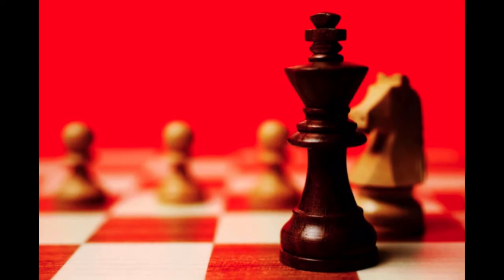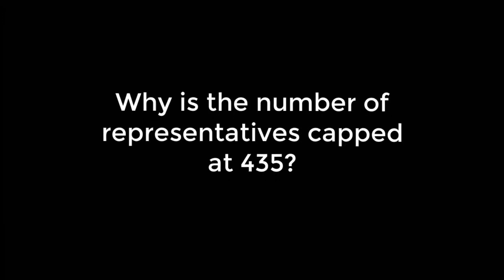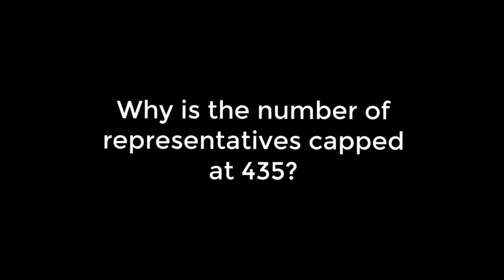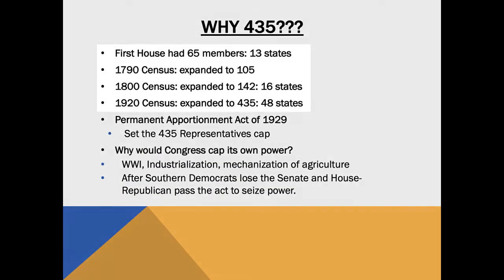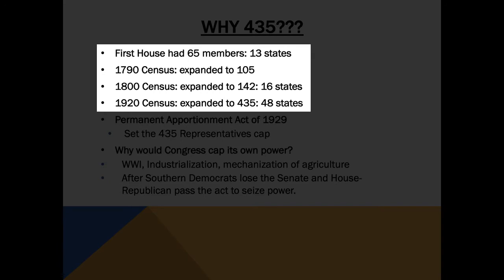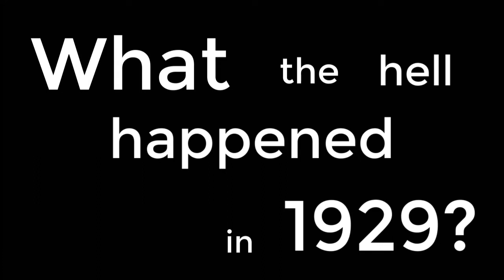At some point or another, you may have wondered to yourself, why is the number of representatives capped at 435 members? Well, if we've learned anything in this class, the answer is and always will be politics. Who gets what, when, and how? So as we can see, after the first census was conducted in 1790, the number of representatives in the House gradually increased over time, as it was designed to do. That is, however, until 1929. What the hell happened in 1929? Why would Congress deliberately cap its own power?